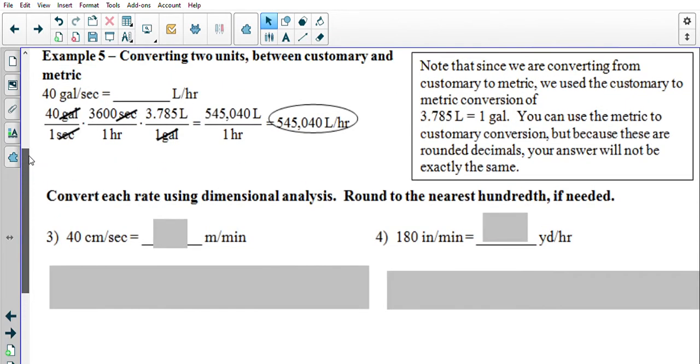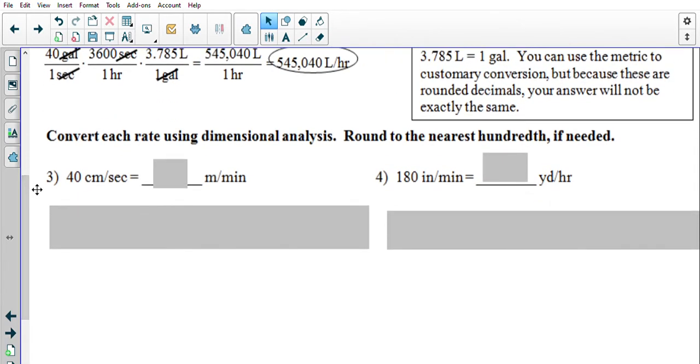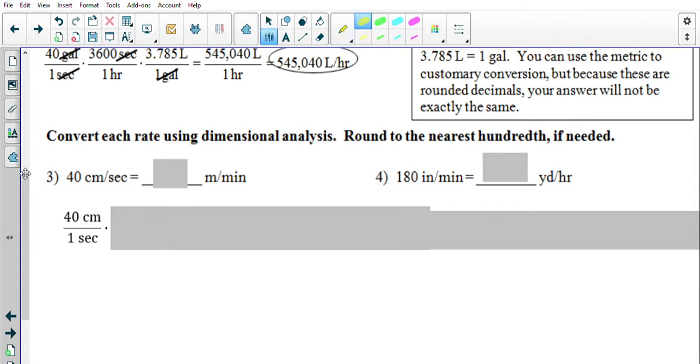So let's take a look at number 3. I just want to go right into our examples. You can always go back and read through some of these other ones as needed. It says to convert each rate using dimensional analysis, round to the nearest hundredth if needed. So number 30, I have 40 centimeters per second, and we're converting that to meters per minute. So the first fraction is really easy to come up with. It's what's given to us, 40 centimeters per second. So we'll start with that, 40 centimeters over 1 second.